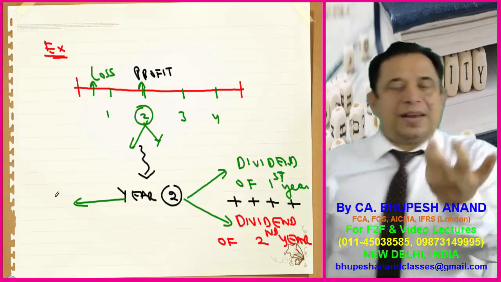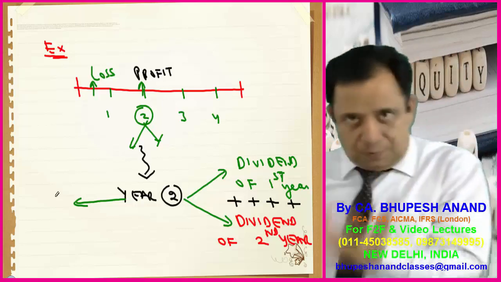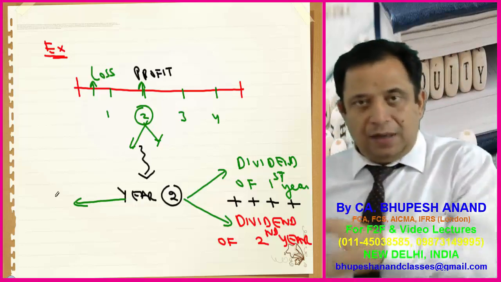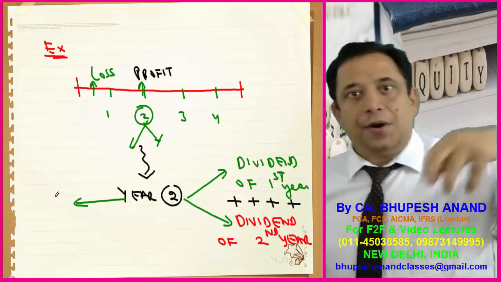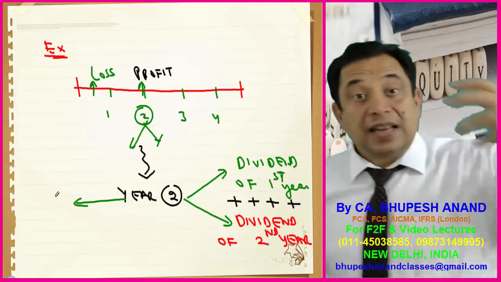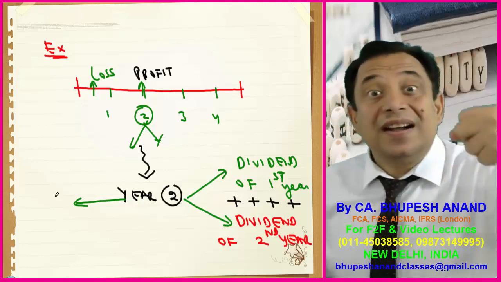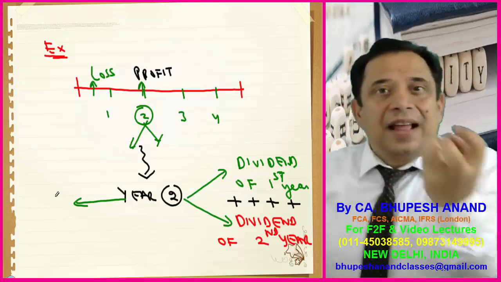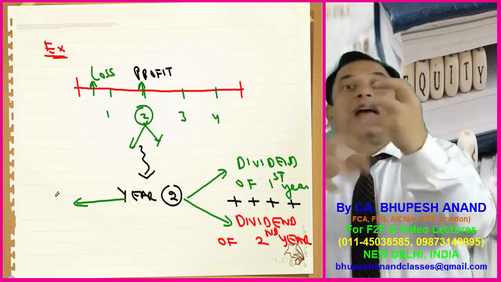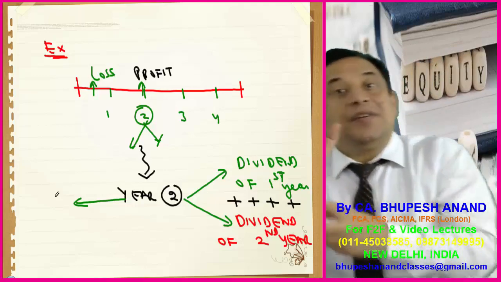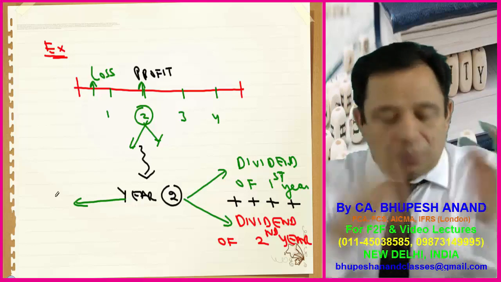So preferred stock can be of two types as per this: cumulative preferred stock and non-cumulative preferred stock. In case of cumulative preferred stock, the dividend is cumulative and it is being paid in totality in the year of profit. But in case of non-cumulative, the dividend is not cumulative.